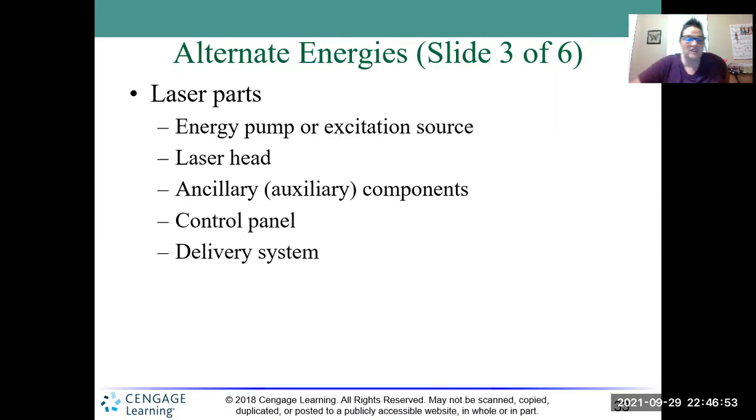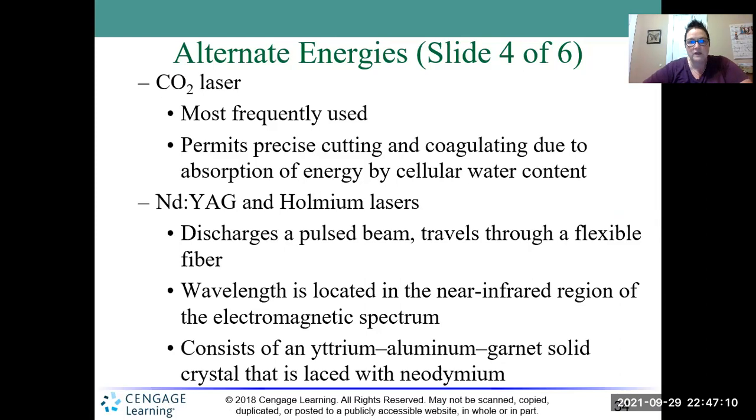There's a few parts of the laser. There's the pump, which is the source of the excitation of the laser beam, the laser head, ancillary components, the control panel, and then the delivery system. There's a couple lasers we're going to talk about: the CO2 lasers, and then the YAG and the holmium lasers. The CO2 lasers are the most frequently used. This gives really precise cutting, and because it's able to absorb that energy with the water content, coagulation and cutting both are very precise.